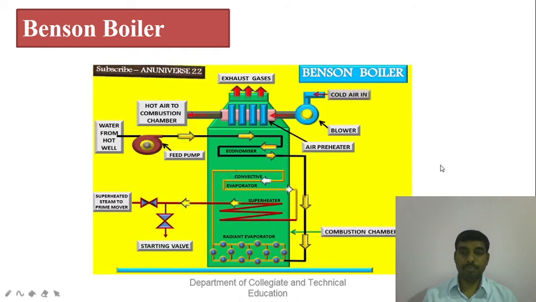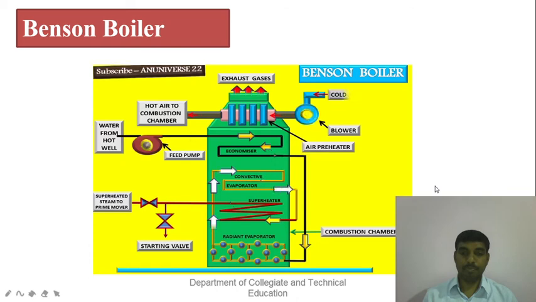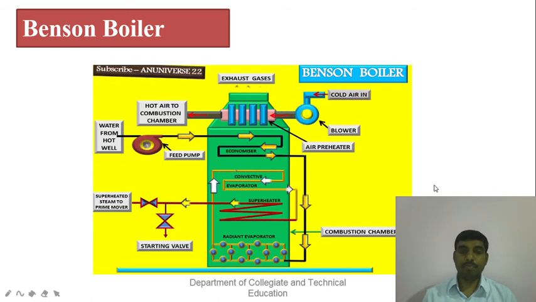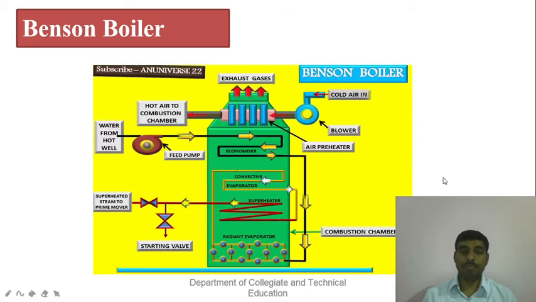So the Benson boiler has some advantages also. As in this boiler no drum is used, the total weight of the Benson boiler is 20% less than other boilers. So this also reduces the cost of the boiler, and it is economical and has higher efficiency. And this boiler can start very easily and can reach its maximum load capacity within 10 minutes. So circulating pump and downcomers are dispensed with.